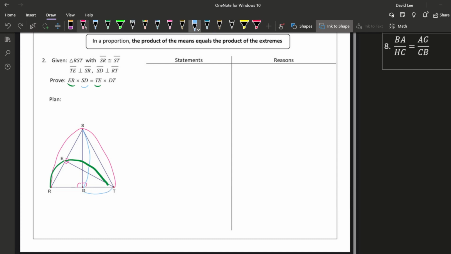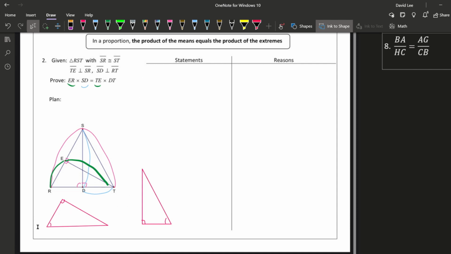Okay, so here are the two triangles we want to focus on. We have this triangle right here, and then we have this triangle right here. We want to show two angles in these two triangles are congruent so that we can say they're similar, and then do the two steps to show that these multiply. So we have right angles, right? This angle and this angle are right angles, so they have to be congruent. What else do we have? Because SR is congruent to ST, because it's isosceles, this has to be congruent to this. This is why if you separate out the triangles that you want to focus on, it makes it a lot easier.